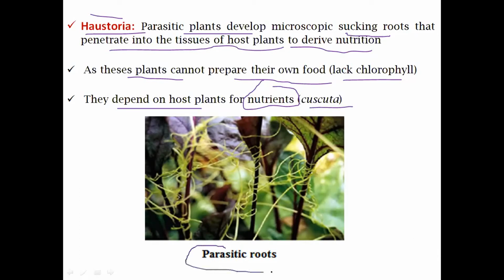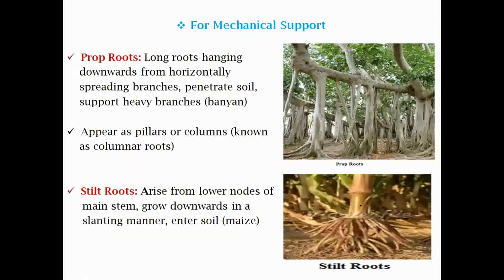These are the parasitic roots. You can see here they grow on the host plants, and they derive nutrition from the host plant as they lack chlorophyll and cannot prepare their food. Next one is root modification for mechanical supports.